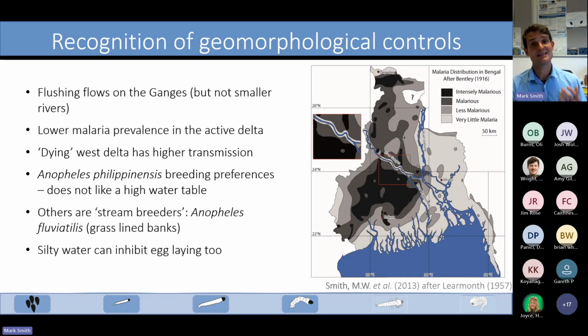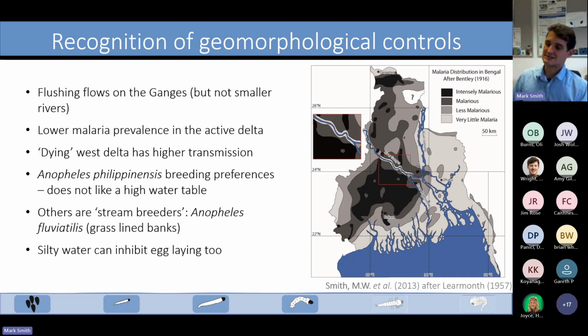The importance of geomorphology in understanding where malaria transmission will take place has long been recognized. In that 2013 review paper, this is a figure from there that was taken from 1916, ultimately, a map of malaria transmission across parts of India and Bangladesh. And a few things pop out from this map. The first is that close to the river, malaria decreases, and that's because of the flushing flows. The high flows of the river mean that it's not really suitable habitat there.